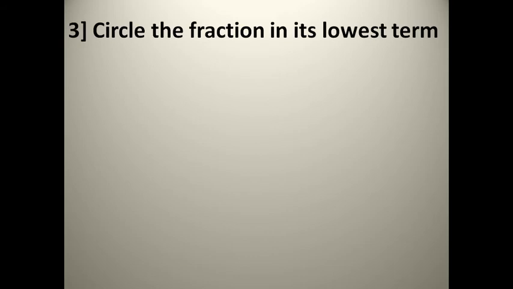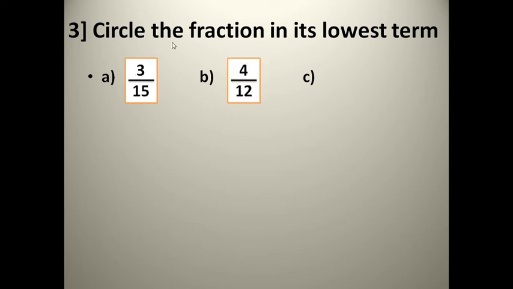Now this is the homework. Circle the fraction in its lowest term. So here 3 and 15. 3 and 15 is not in lowest term. Why? Because I can divide here by 3 and here by 3. So this is no. Next here 4 and 12. Here also I can convert it to lowest term. So I will not circle here also.